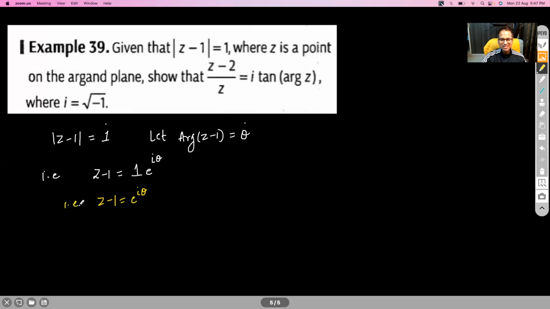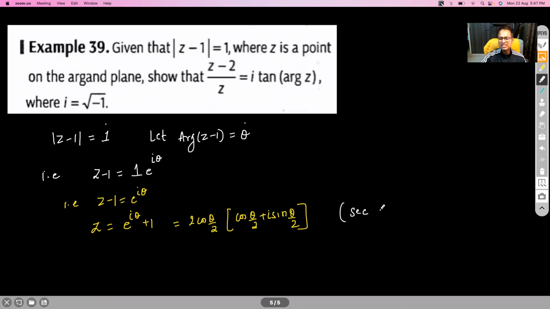Yes or no? That means z is 1 plus e to the power i theta, or e to the power i theta plus 1, right? Now, knowing this from the previous slide is actually helpful. Since we know this, we can write this as 2 cos(theta/2) into (cos(theta/2) + i sin(theta/2)). Okay, so this is something which we have already done in the previous slide.